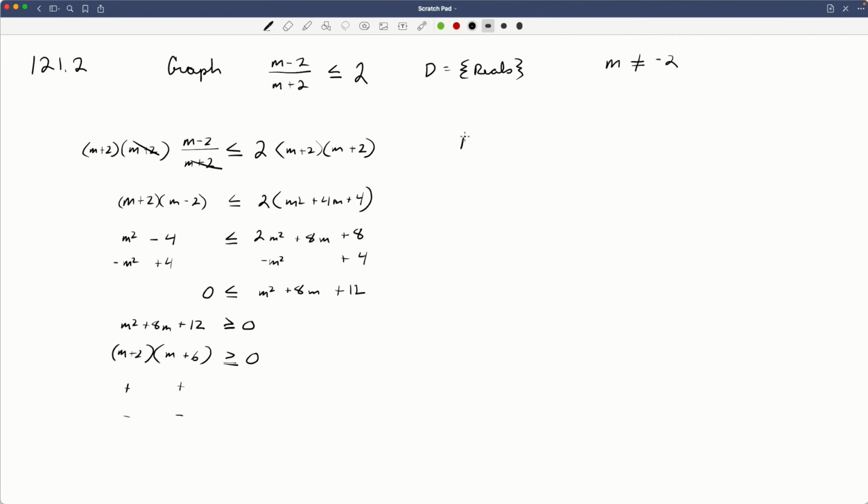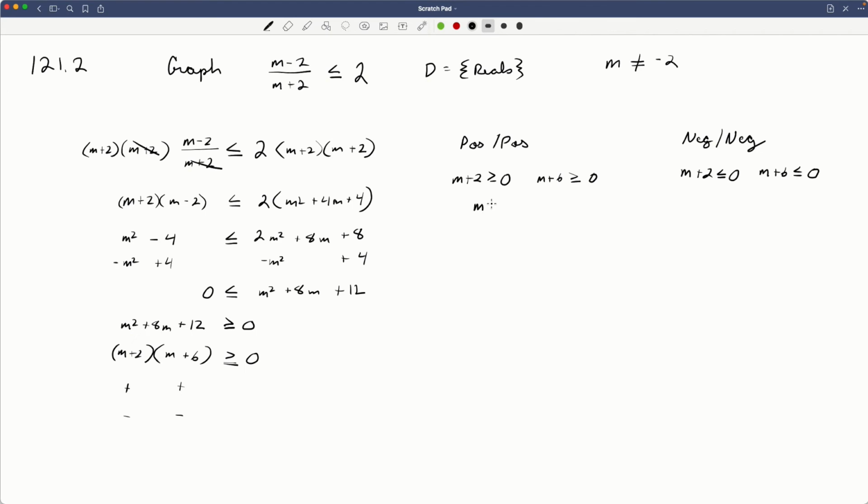So let's do that over here. All right, so we are going to put in our positive. We have m plus 2 is greater than or equal to 0, and m plus 6 is going to be greater than or equal to 0. Our negatives are going to be m plus 2 is less than or equal to 0, and m plus 6 is going to be less than or equal to 0. All right, so now we solve.